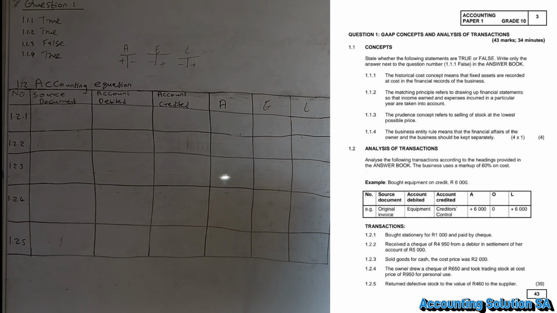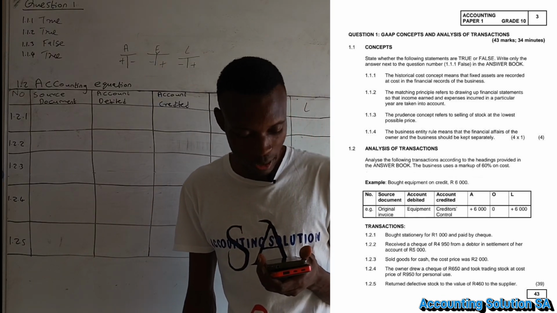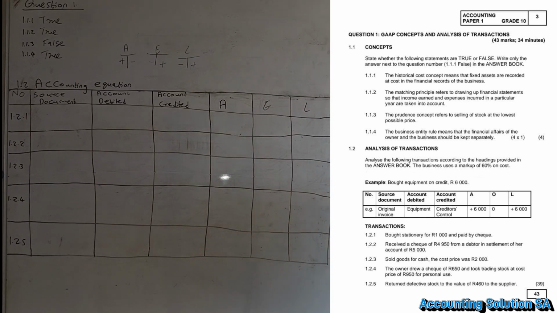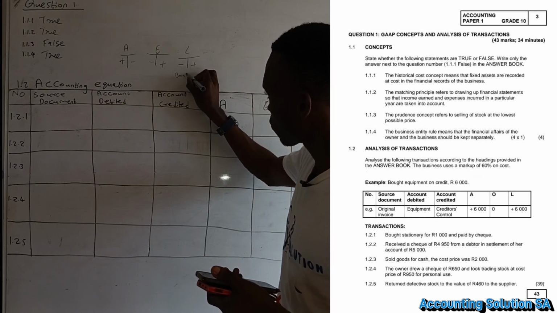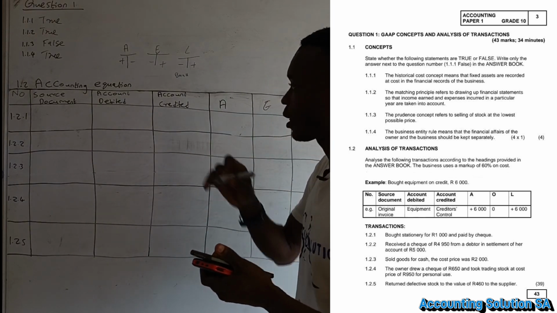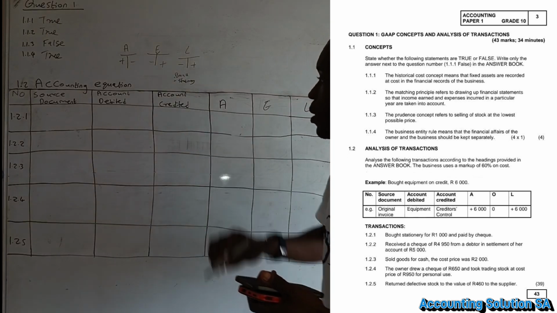Okay, now let's continue with 1.2. Okay, transaction number 1.2.1, it says that we bought stationery of 1,000 paid by check. We have to make sure that we lay down two components. Component number one is going to be stationery, and component number two is going to be bank. Okay, how are we going to record this? Very simple. We say number one is going to be bank because it has been paid by check, and the other one is going to be stationery. Okay, two components that we are going to use.